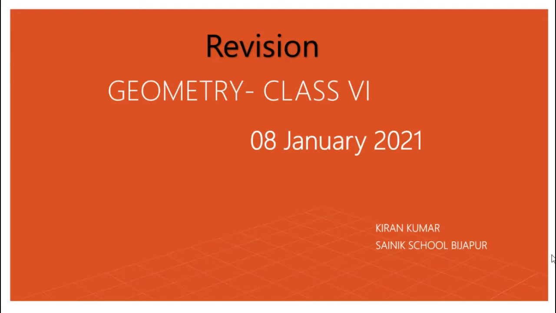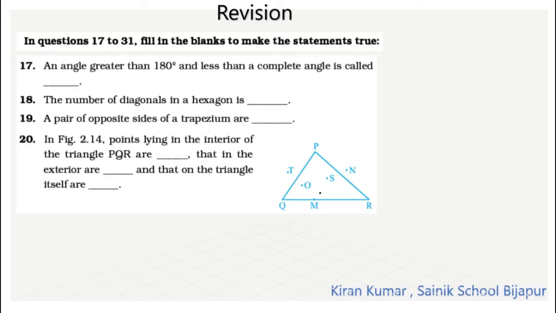Hello students, this session is in continuation with the revision of the chapter Geometry, and in today's session we shall solve the questions 17 to 31 of NCERT exemplar. These questions are fill in the blank. Question number 17. An angle greater than 180 degree and less than a complete angle is called dash.